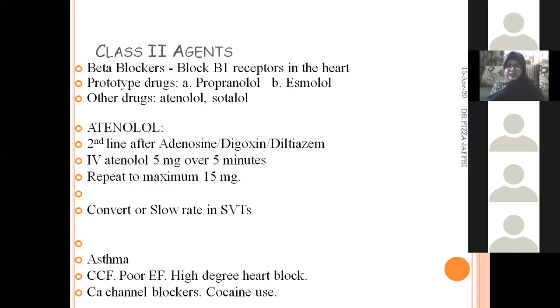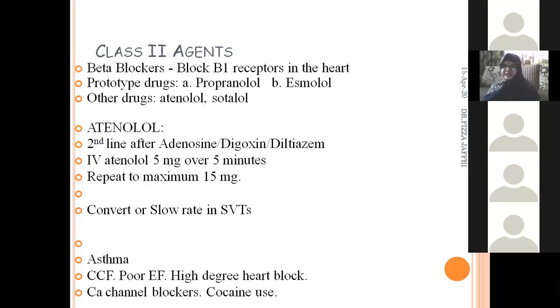Let's come to class 2 agents. Class 2 agents are beta blockers. They act on beta 1 receptors in the heart, and include propranolol, esmolol, atenolol, and sotalol. Atenolol is indicated in case of supraventricular tachycardia. It's a second line after adenosine, digoxin, and diltiazem. It is given IV and can be repeated to a maximum dose of 15 milligram.